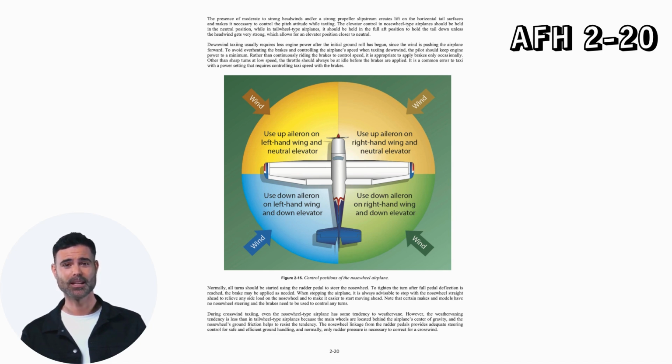However, the weather vaning tendency is less than in tailwheel type airplanes because the main wheels are located behind the airplane's center of gravity, and the nose wheel's ground friction helps to resist the tendency. The nose wheel linkage from the rudder pedals provides adequate steering control for safe and efficient ground handling, and normally, only rudder pressure is necessary to correct for a crosswind.